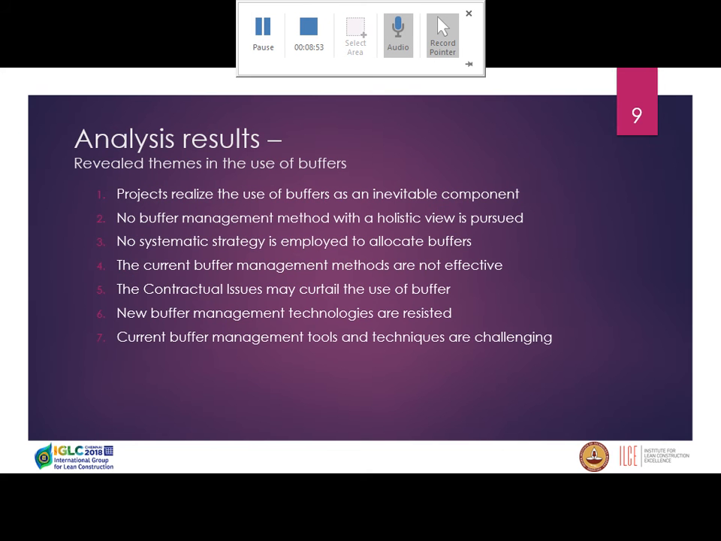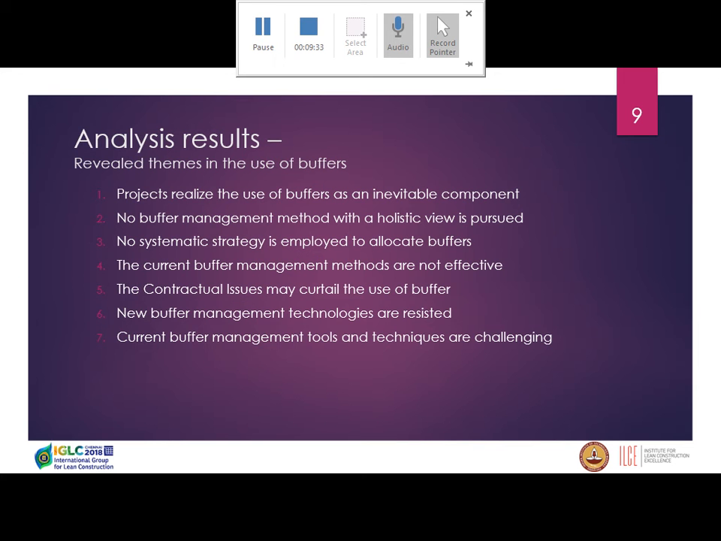As a result, we found 7 main themes which were recurring at construction sites. The first one: projects realize the use of buffers as an inevitable component. Interestingly, 100% of our interviewees, 12 out of 12, were using a kind of buffer. They were giving different reasons, which you can find within the paper, but all of them were using a form of buffer in their projects.